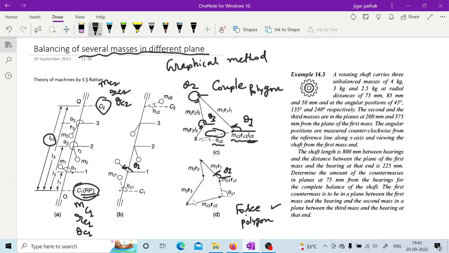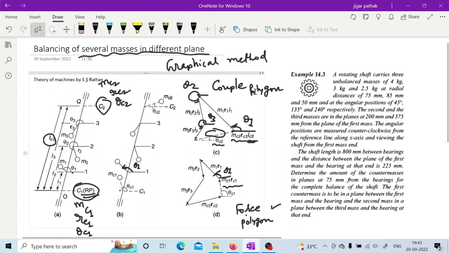Again here it will be an unclosed force polygon, and when you close it, you will find the magnitude of MC1, RC1. From that you can either decide the radius at which you want to provide the balancing mass and calculate the magnitude of mass, or if you decide the magnitude of the balancing mass, then you can decide at which radius it is required. So this is how you need to proceed in the graphical method.